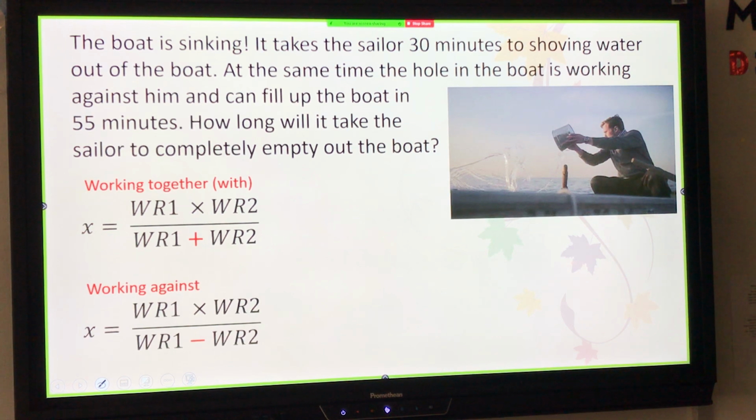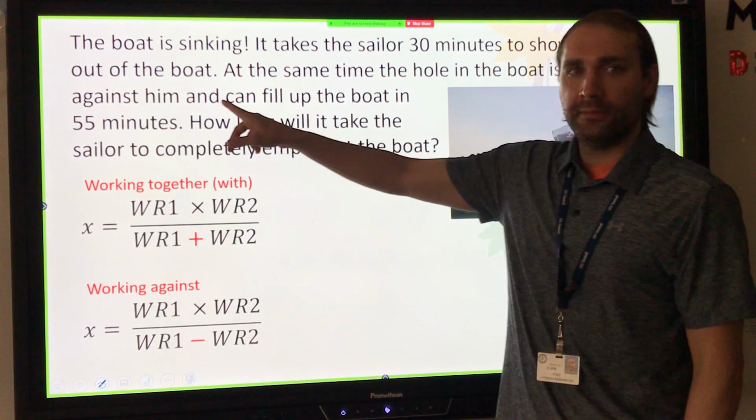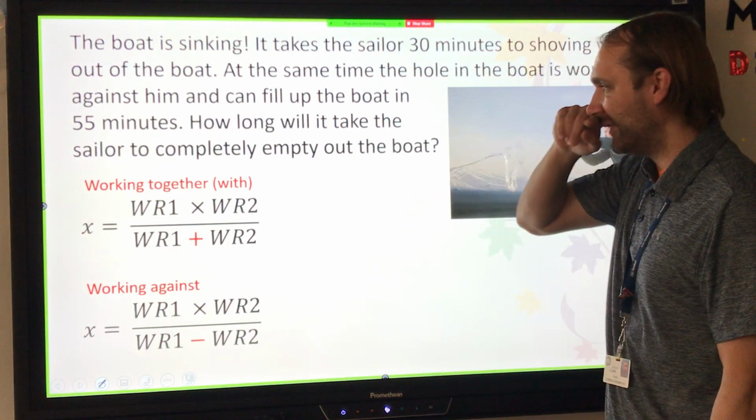Now, let's look at working against. The boat is sinking. It takes the sailor 30 minutes to shovel water out of the boat. At the same time, the hole in the boat is working against them and can fill the boat in 55 minutes. How long would it take the sailor to completely empty out the boat? So is the water working with him? No, it's working against him.